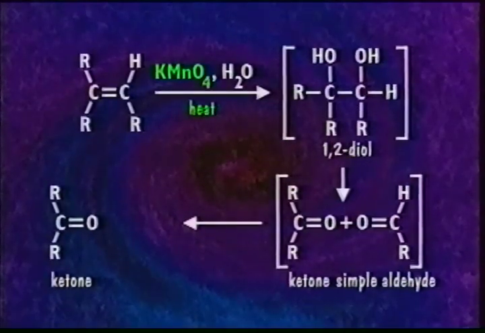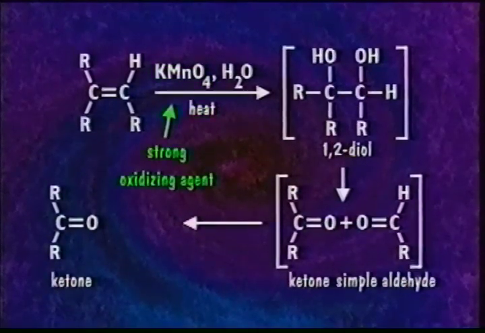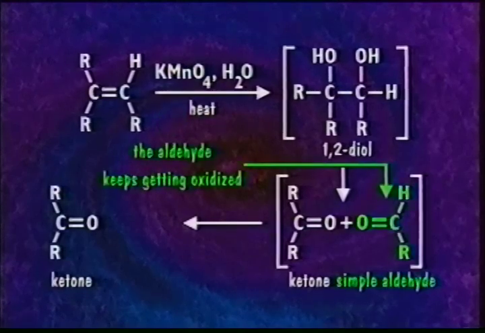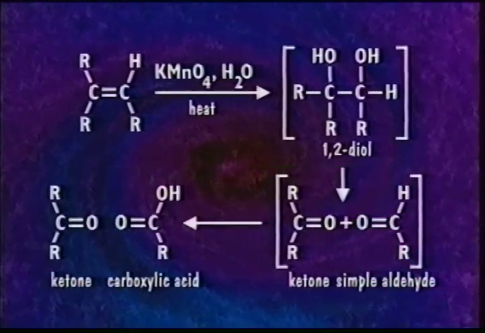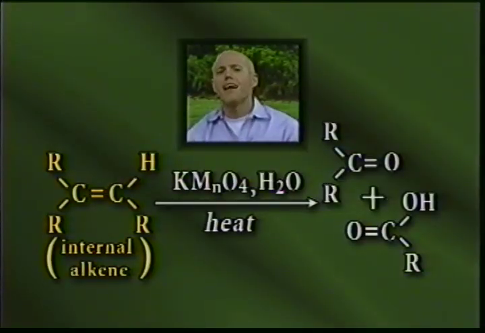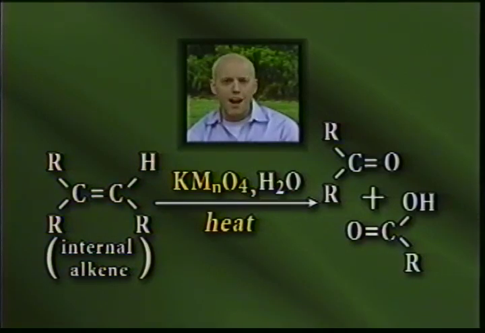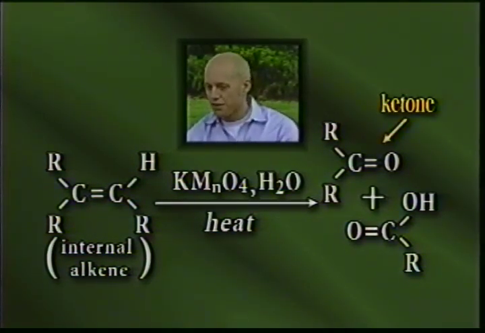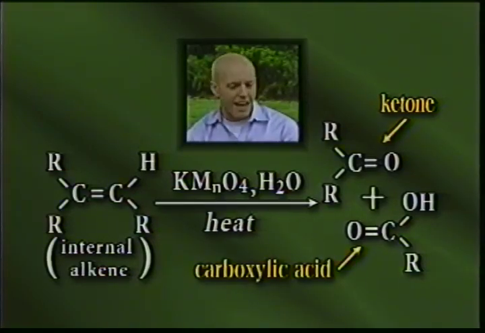But because the hot potassium permanganate is such a strong oxidizing agent, the aldehyde keeps on getting oxidized. The aldehyde is further oxidized to a carboxylic acid, which is product number 2. So, in total, if you take an internal alkene and oxidatively cleave it with hot potassium permanganate, the two products are a ketone and a carboxylic acid.